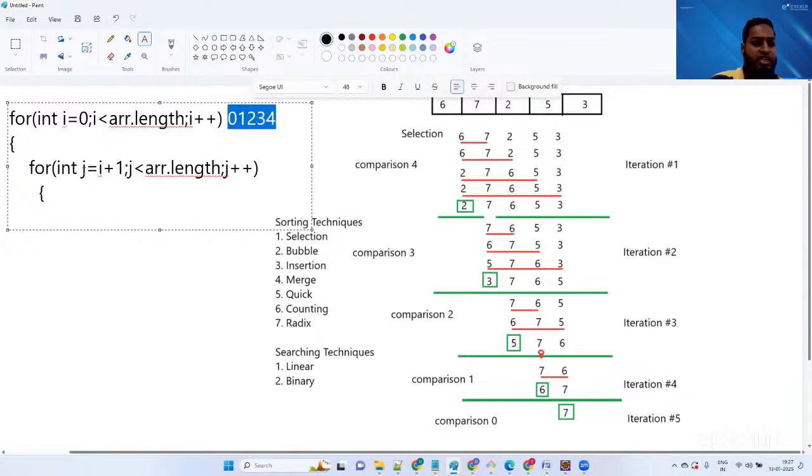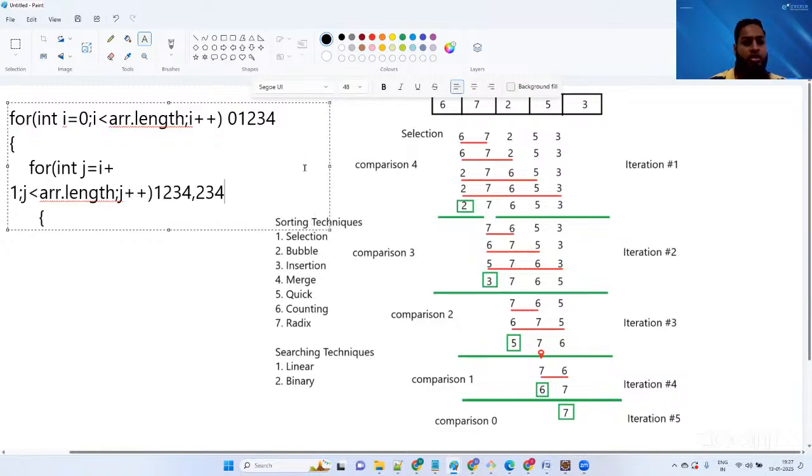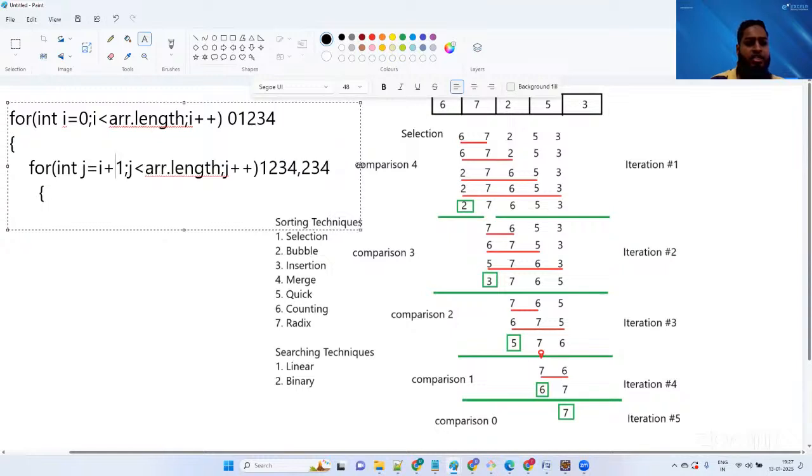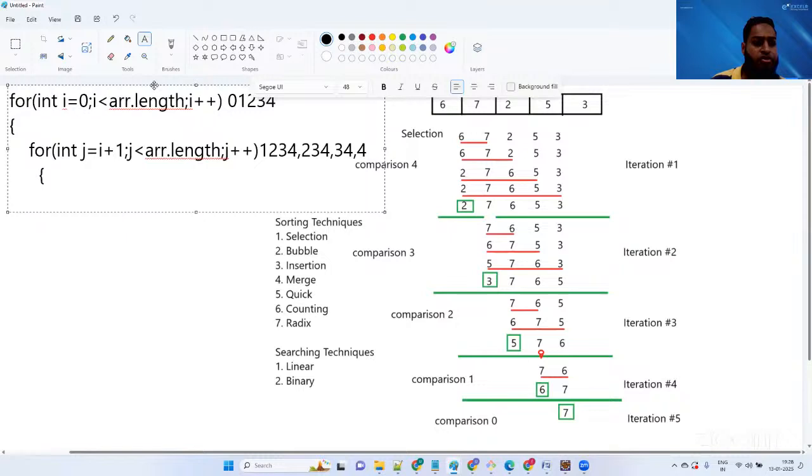In the first iteration, the inner loop will start from 0 plus 1, so from 1. It will go 1, 2, 3, 4, four times. In the second iteration, when i becomes 1, it starts from 1 plus 1, which is 2. So it will go 2, 3, 4, three times. The third iteration goes 3, 4, two times. In the last iteration, it will go only once, and the fifth will not go at all. So in the back of your mind, you should know what is happening behind the scenes.